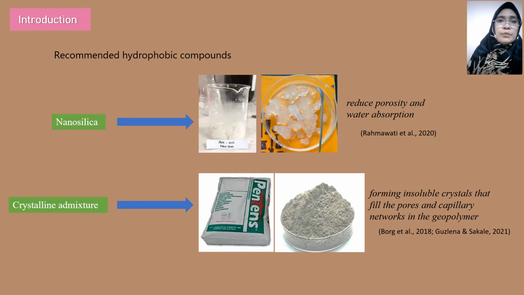Nanosilica can reduce porosity and water absorption by increasing the calcium silicate hydrate gel so that the geopolymer paste is denser. Crystalline admixture can also enhance the durability of cement-based material. Crystalline admixture will react with nanosilica and fly ash, forming insoluble crystals that fill the pores and capillary network in the geopolymer.